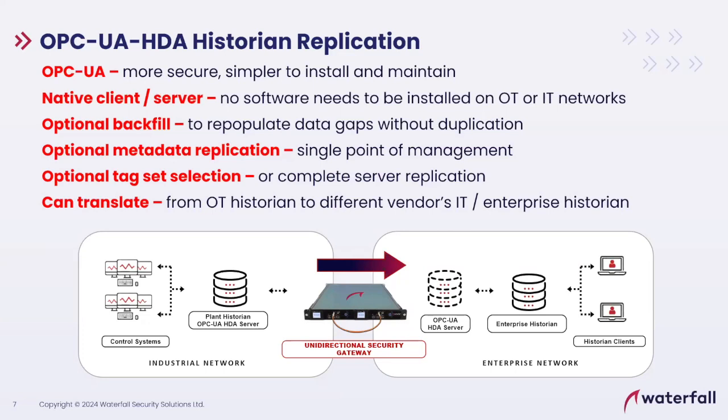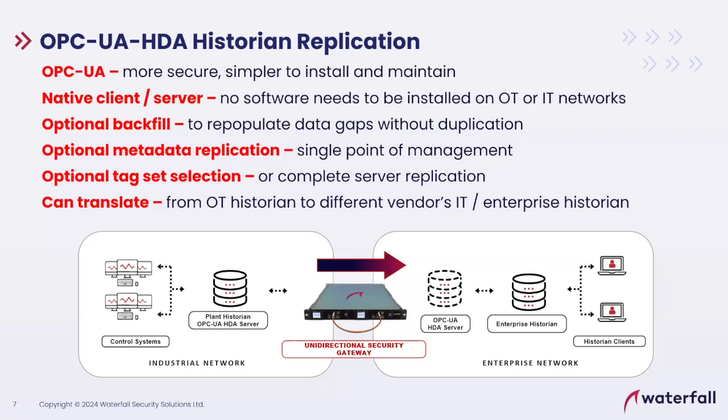OPC UA is easier to secure. Let's say you've got internal firewalls in your OT network and you have to run DCOM through those firewalls. I'm sorry, you've got to open like 1,000 ports on the firewalls to let DCOM through. OPC UA goes through on a single port. It's much more firewall friendly when you've got internal segmentation in the OT network.